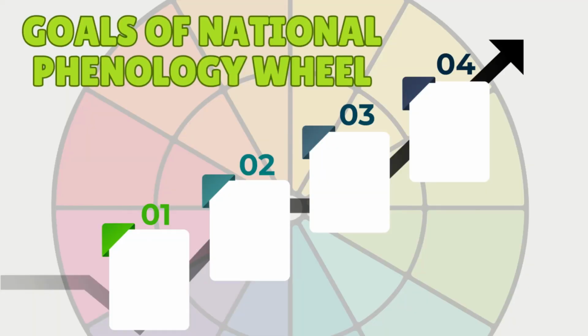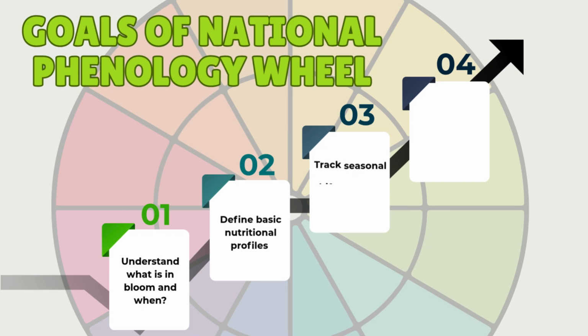Within this work, we have four major goals. We first want to understand what is in bloom and when. We will then define the basic nutritional profile of available forage to better understand the nutrients which pollinators are receiving. We want to track seasonal change in bloom timing and pollen diversity, and then build a national pollen database where beekeepers can find region-specific details of forage availability.